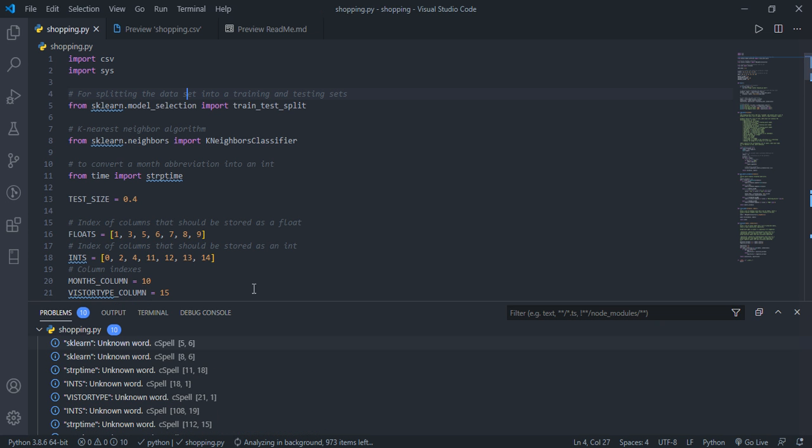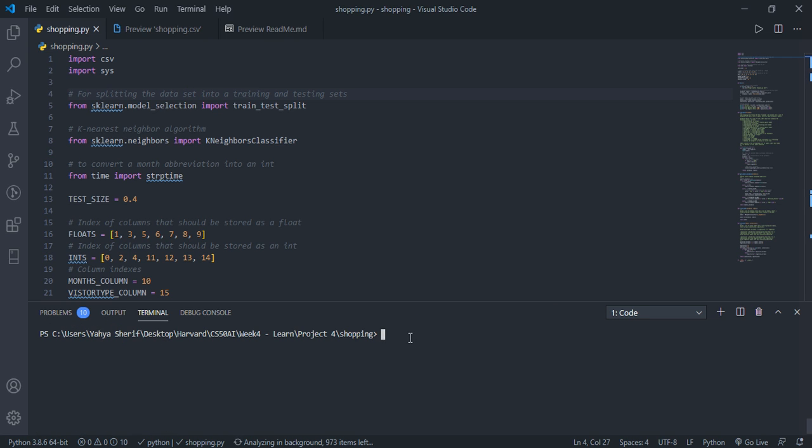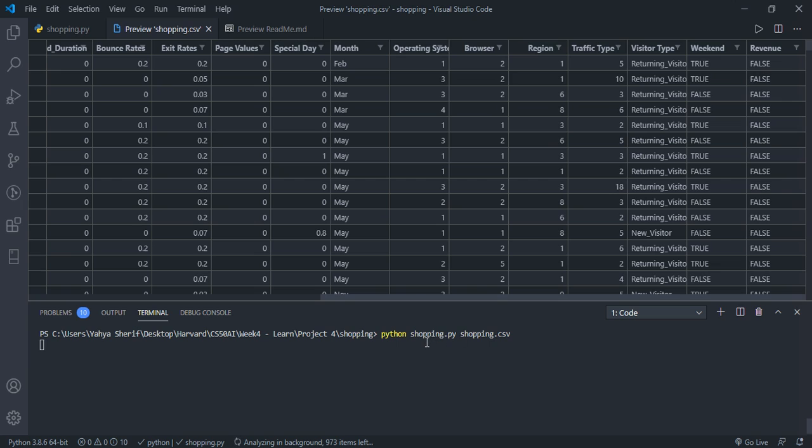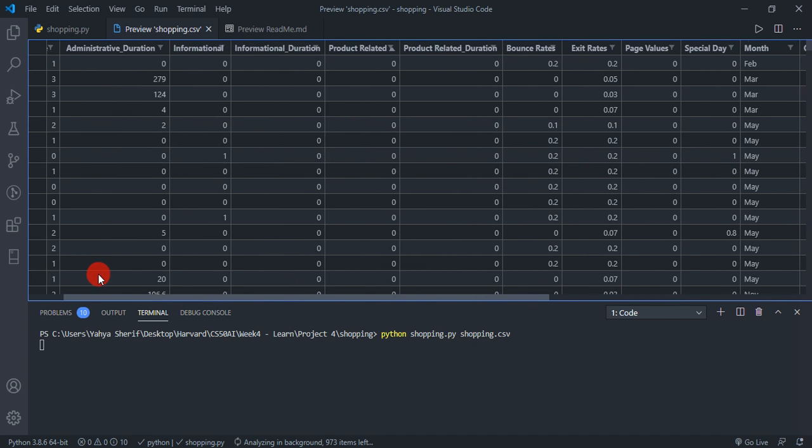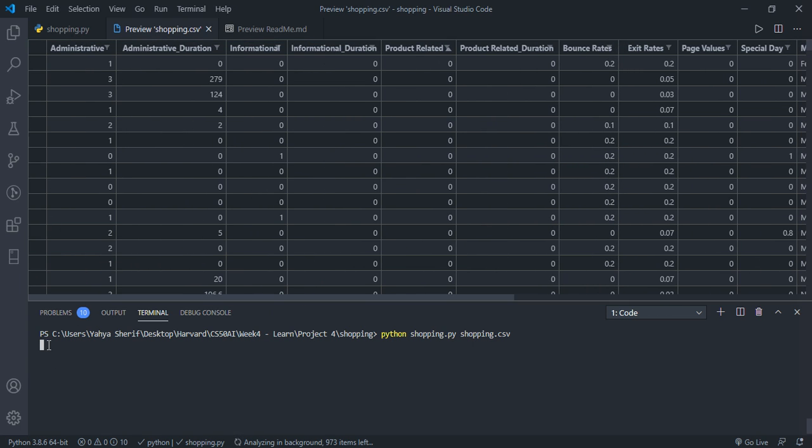So let's actually jump into that. On my terminal here I'm going to run it. So I'm going to run shopping.py, passing in the shopping.csv, which is this CSV file containing all of the data set, and let the system handle it. It actually runs quite fast, but my system is a bit slow, so it takes a while to start running up.